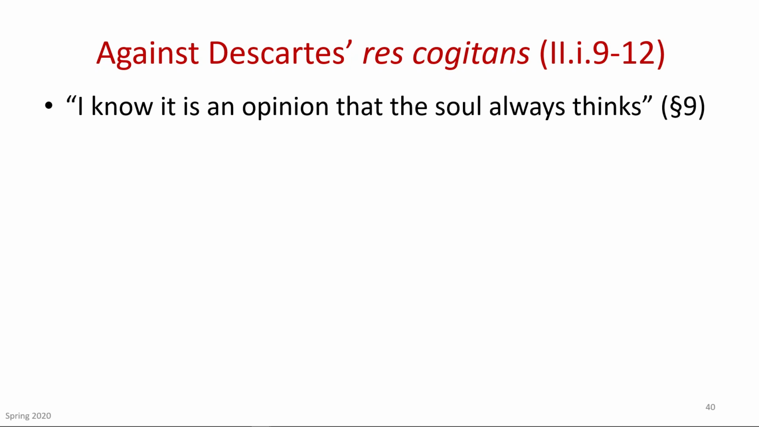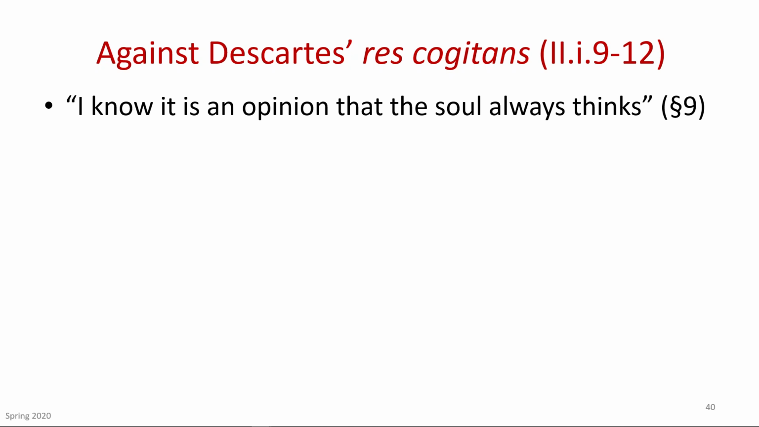So I take this to be a reference to Descartes, because the thought that the soul always thinks is closely connected with the thought that the mind, as Descartes defines it, is a thinking thing. That's the essence of the mind. When you discover that you exist, what is it that exists? It's whatever it is that thinks. So thinking is essential to the mind.